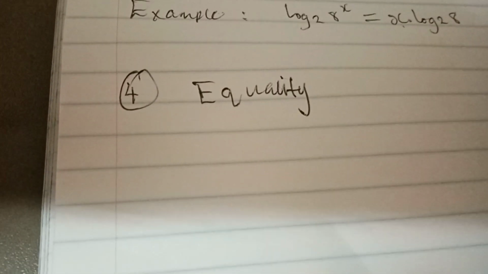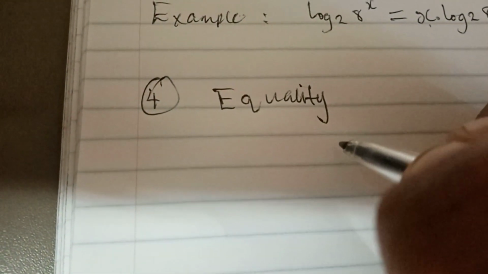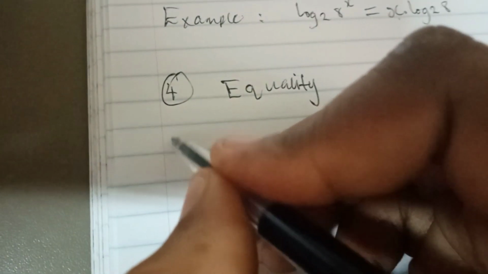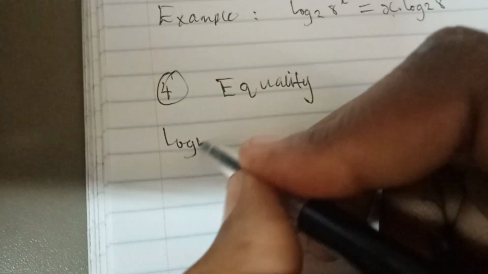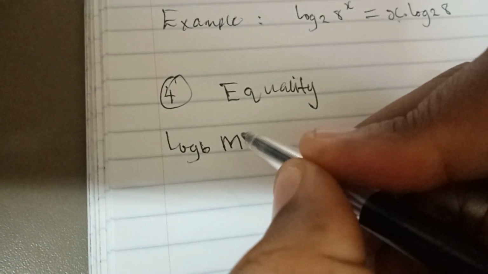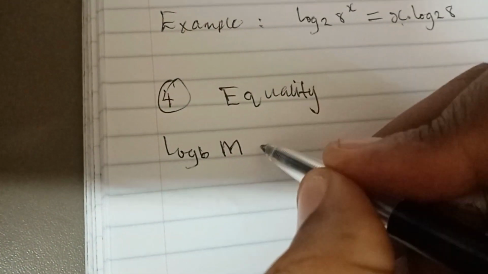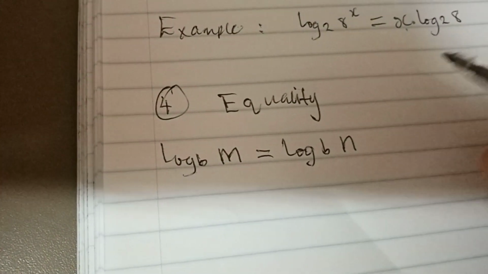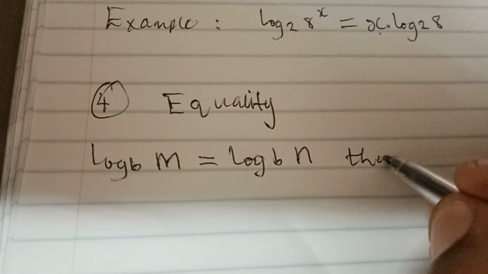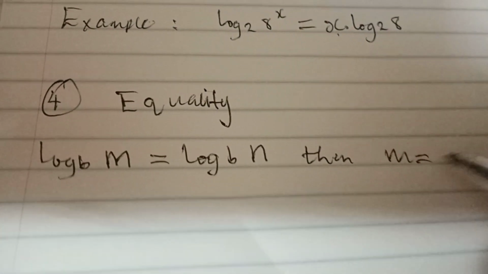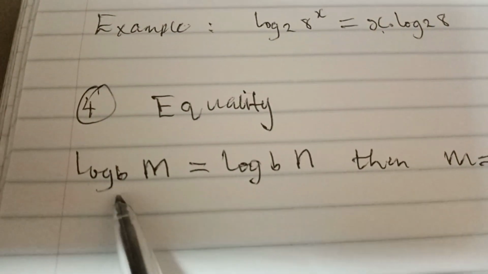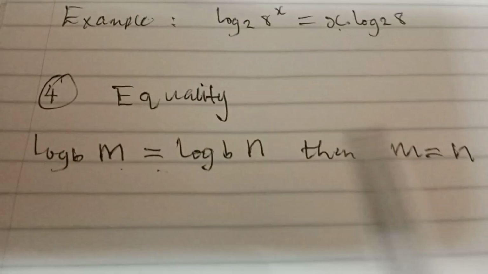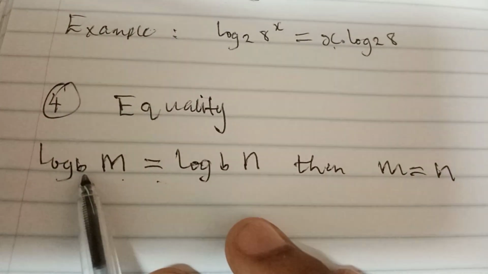The last property of logarithm here is called equality. What this property says is that when we have the log_b of m equal to the log_b of n, then m is equal to n. So if we have log_b of m equal to log_b of n, then these two will be equal, given that we have the same base right here.